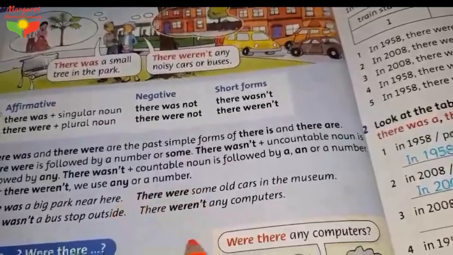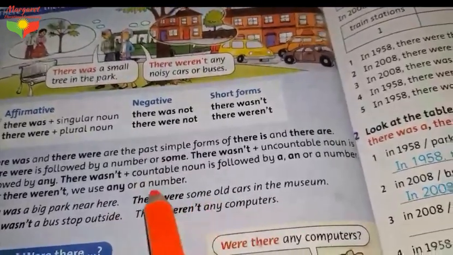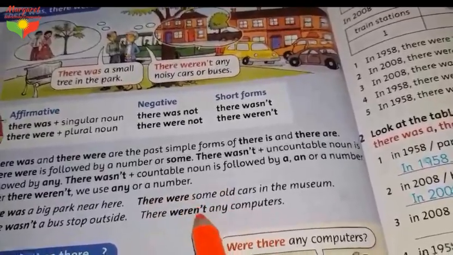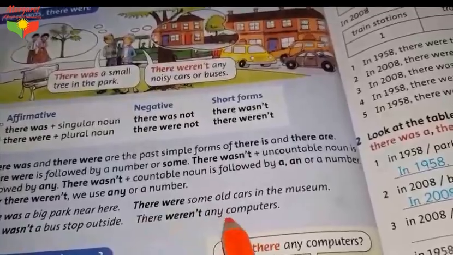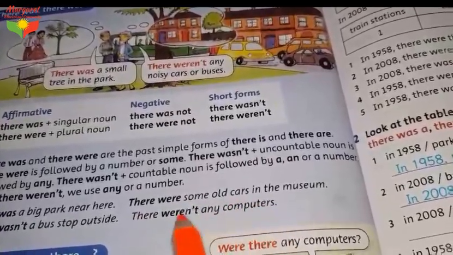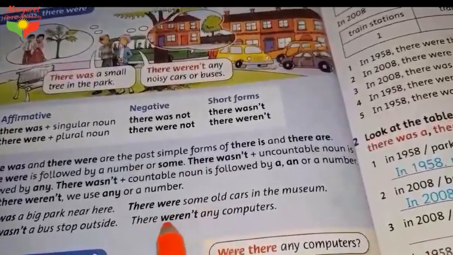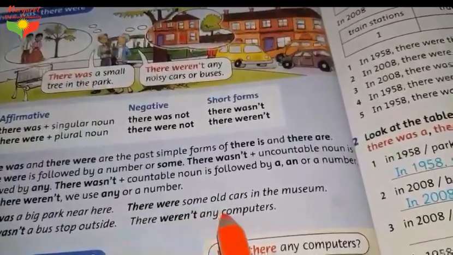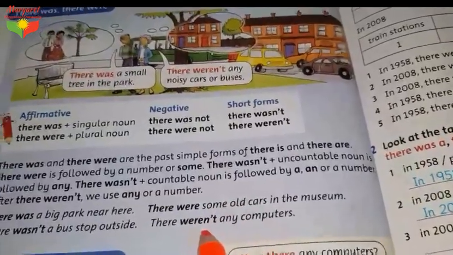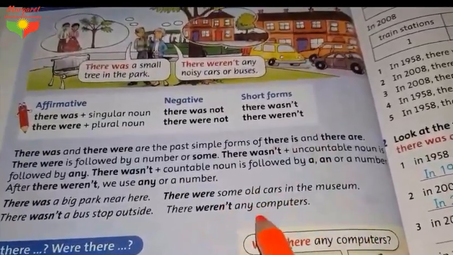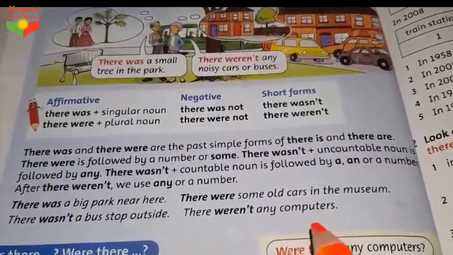If we have the negative form of there were, it means there weren't with plural nouns, you have to say any computers, or you can add a number. For example, there weren't 10 computers, there weren't 20 computers, or you can say there weren't any computers. So you have to use any with there weren't, or instead of any, you can use the number of that thing. Now stay with me because we are going to practice with an example.